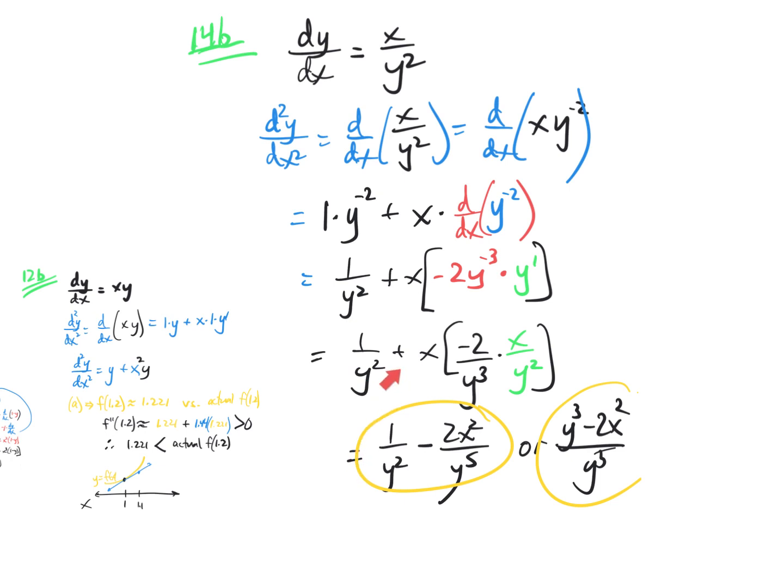1 over y squared minus 2x squared over y to the fifth, or if you multiply this by y to the third over y to the third, then we have y to the third over y to the fifth. Common denominators, we can write it this way. That's the way the book did it, but I probably would have left it like that. That's it. I hope this helps with that type of question.